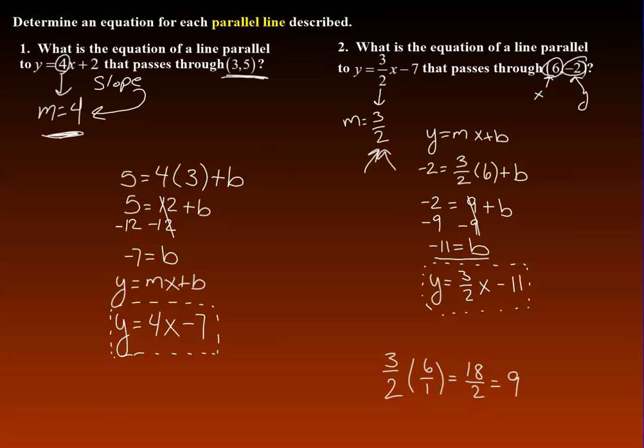So hopefully you got y = 3/2 x - 11. And again, I showed the work. We multiply straight across the top here. 3 times 6 is 18. 2 times 1. And we added the 1 just to make it a fraction. Remember, any number that is not a fraction is always over 1. And so 2 times 1 is 2, and 18 divided by 2 is 9. And then we worked out the problem from there. And that is how we determine equations for each parallel line described.